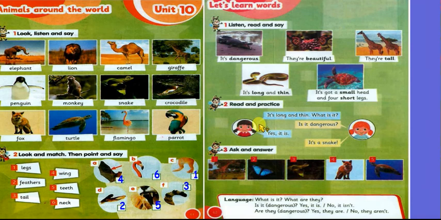So here, read and practice. You're going to look at each picture of the animal. Start asking yourself. It's what? It's long and thin? It's short and fat? What is it? How can you describe it?